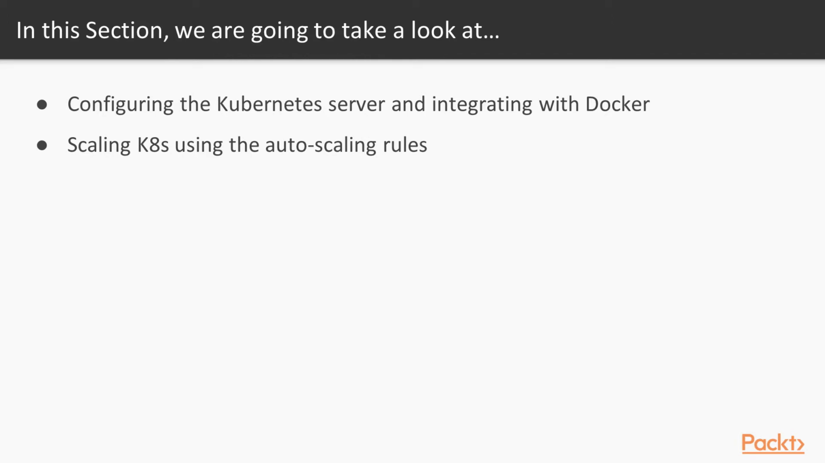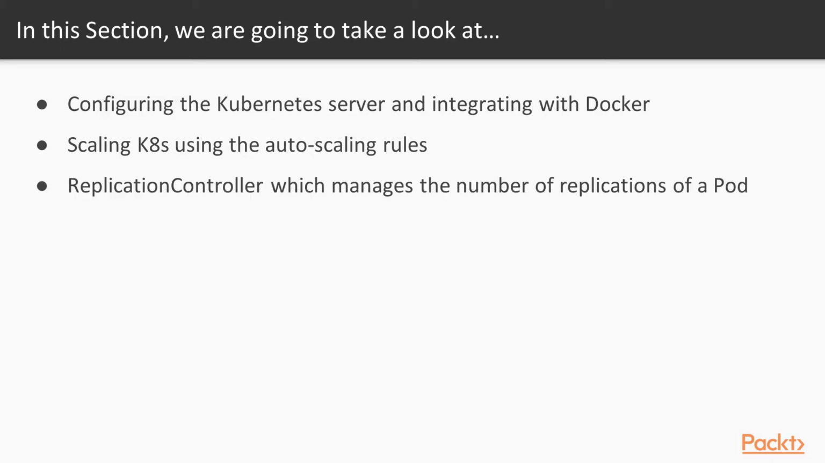Then in video number 2, we'll be scaling Kubernetes with auto-scaling rules. So we'll see how Kubernetes can tweak and change the number of instances of our service depending on the traffic. In video number 3, we'll learn about the replication controller to manage the number of replications of a pod. And finally, we'll use the Kubernetes dashboard to deploy applications.